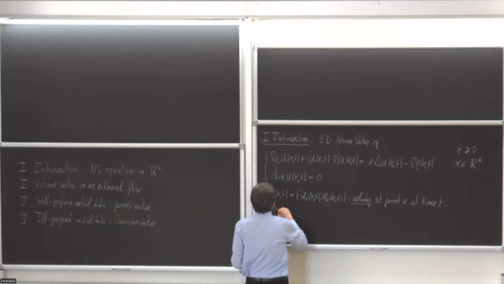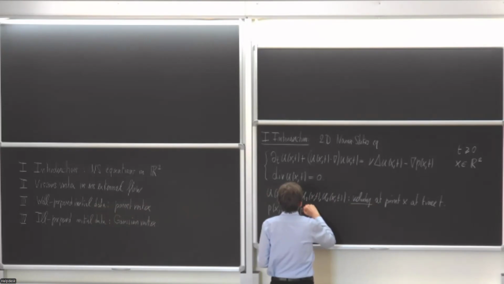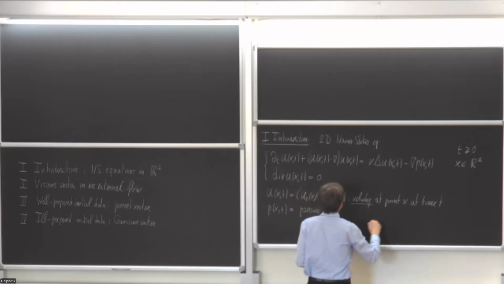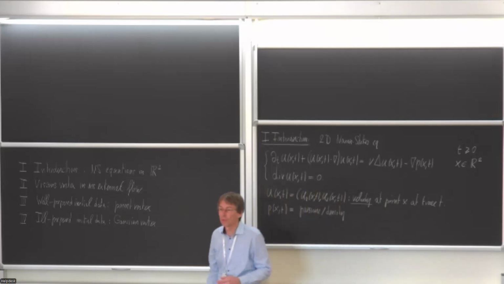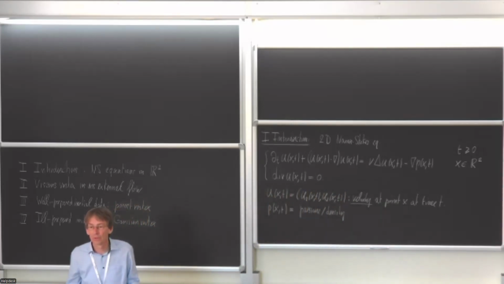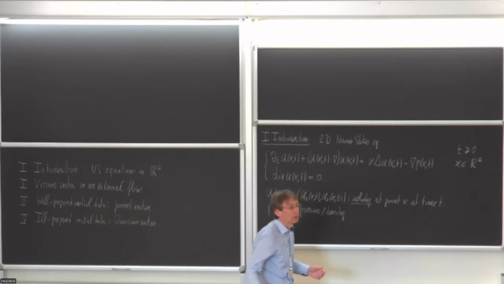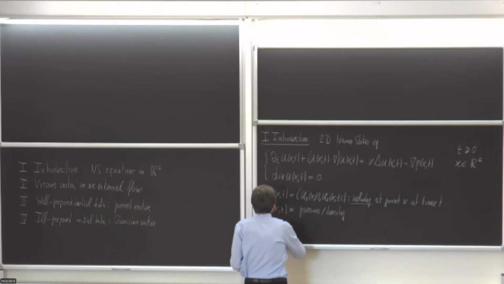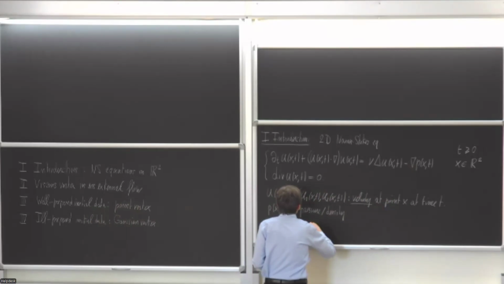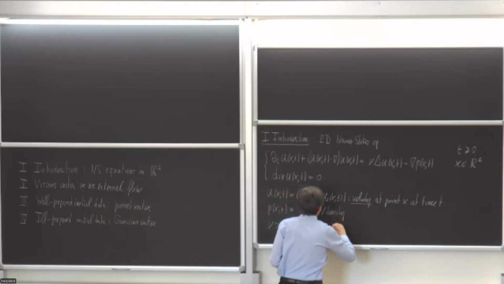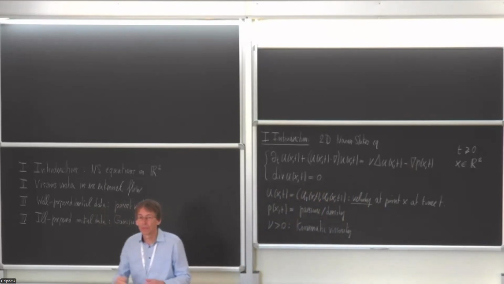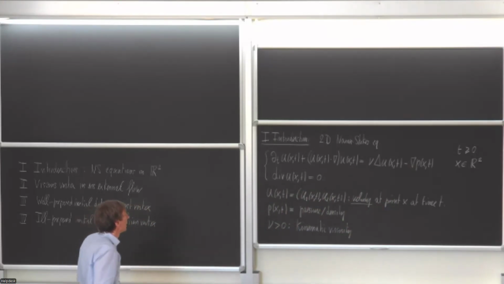And now p of x,t is the pressure at point x at time t. And in fact, it's the pressure divided by the density. The fluid has a density, which I don't write because it plays no role, which is supposed to be constant. And so the p here is not really the pressure, it's the pressure divided by the density, but I will call it the pressure. Okay, and there is one physical parameter mu, which is the kinematic viscosity, which is the viscosity of the fluid divided by the density again, but I will call it the viscosity. This is a physical parameter.